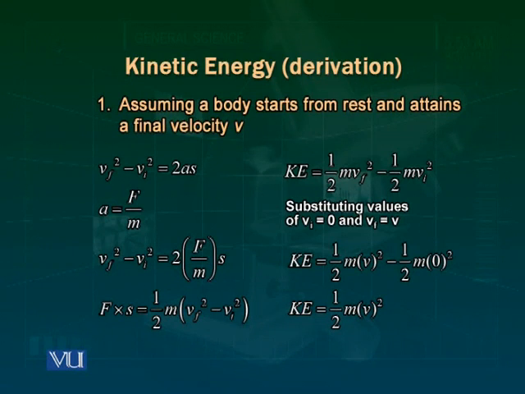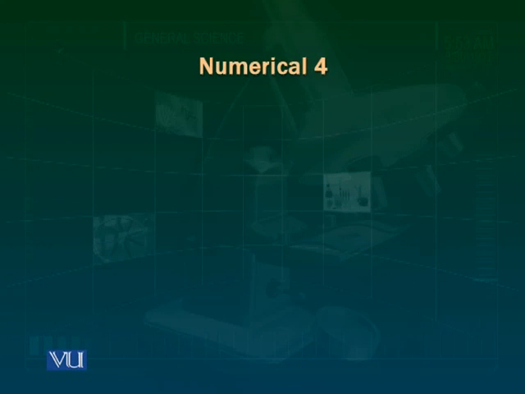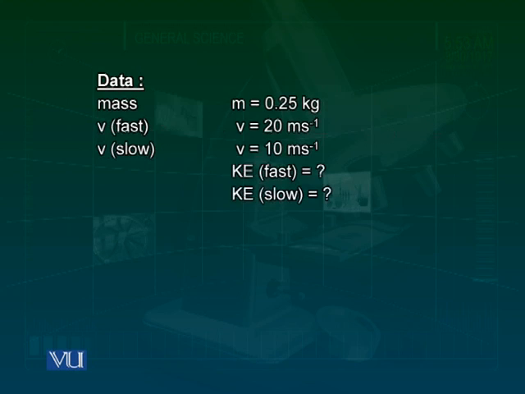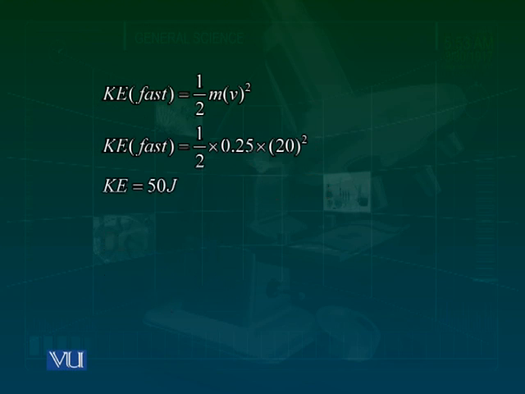It is a very simple derivation, and let us try to apply it to a problem and see what we get. Let us say we have a fast bowler who is bowling a cricket ball of mass 0.25 kilograms at a speed of 20 meters per second. What is the kinetic energy of the ball? The data which we have is, of course, listed. We have the mass of the ball at 0.25 kg. The fast bowler is bowling at 20 meters per second. The formula which we are using is half m v squared. The kinetic energy, of course, is going to be 1 by 2 multiplied by 0.25 multiplied by 20 squared, and 20 squared is 400.